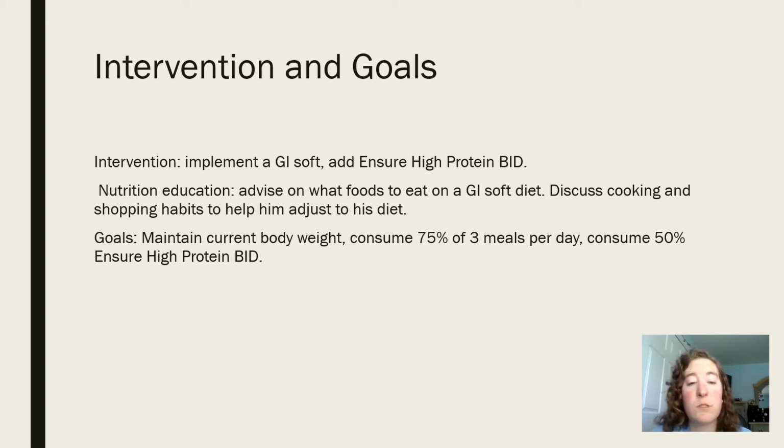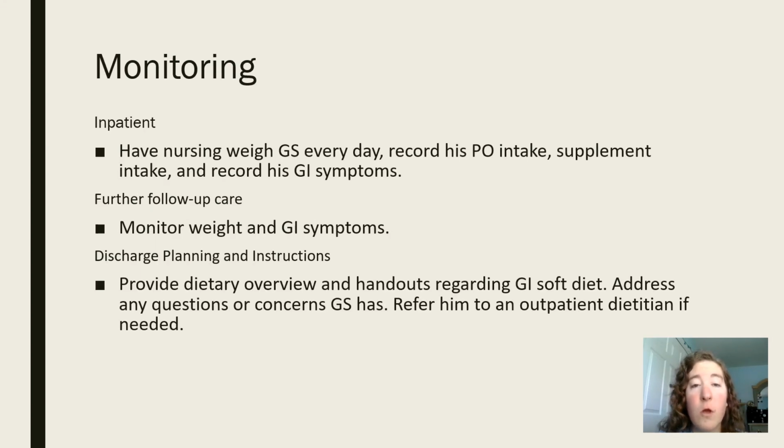As far as the goals, we want him to maintain his current body weight, consume 75% of 3 meals per day, and consume 50% of the Ensure high protein calorie drink twice a day. When monitoring GS's progress, I wanted to have nursing weigh GS every day and record his PO intake and his supplement intake, and to also record his GI symptoms so we can see how he is processing, if he's doing okay, if he's eating enough, and how his symptoms are with his bowels.